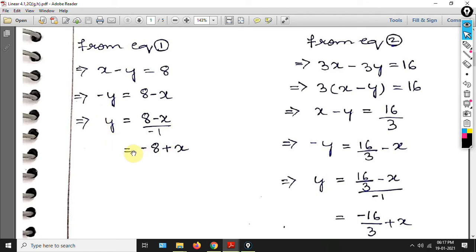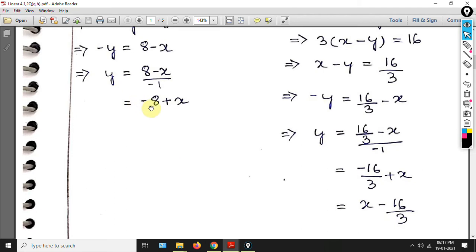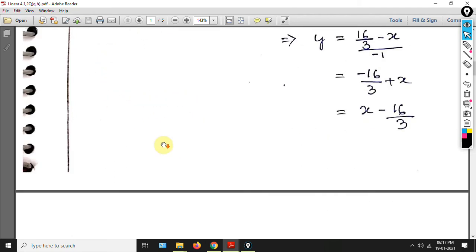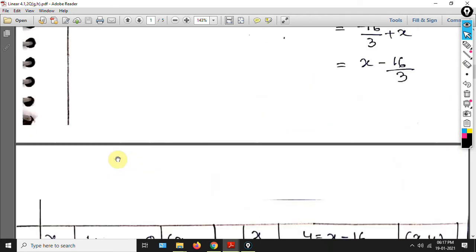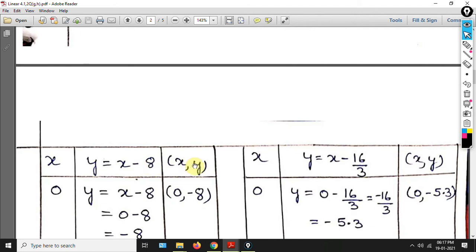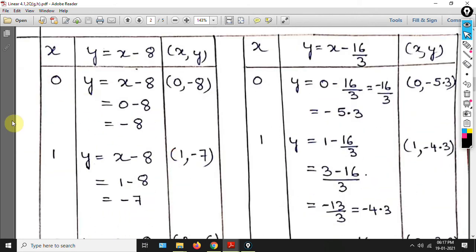Here we have got the equation for y: y equals x minus 8. So we will draw a table with x, y, and x comma y. Here we can assume any value for x. I am assuming 0. So y equals x minus 8; in place of x I am putting 0. 0 minus 8 equals minus 8. So x is 0 and y is minus 8, and we write 0 comma minus 8.